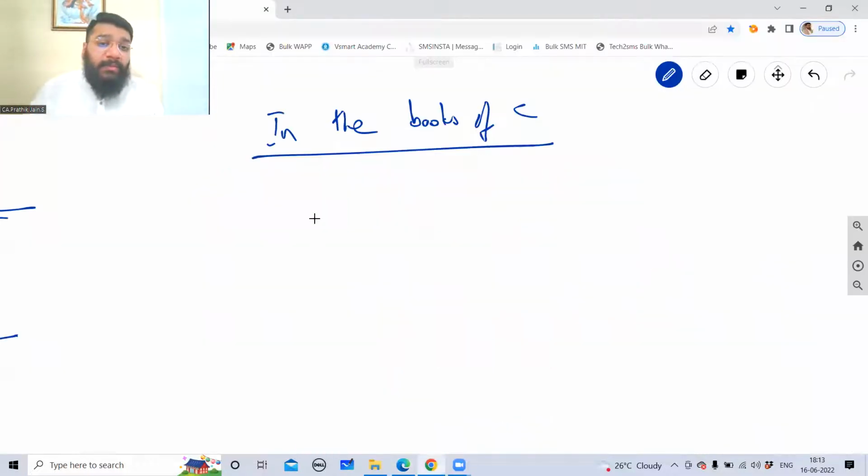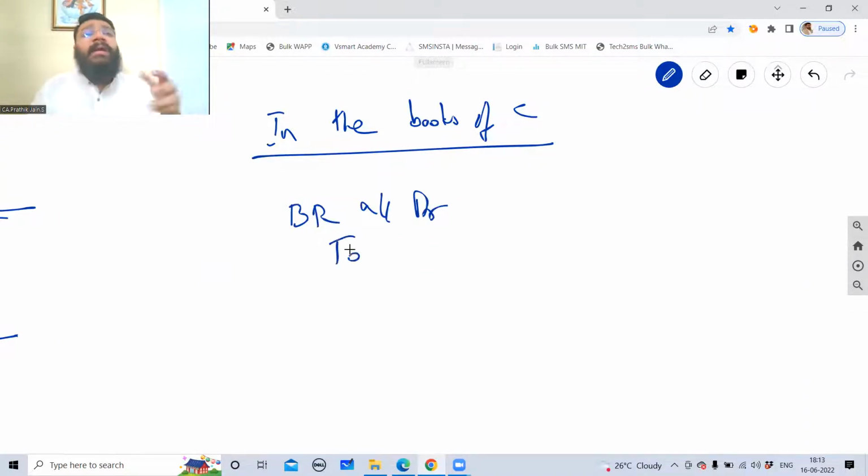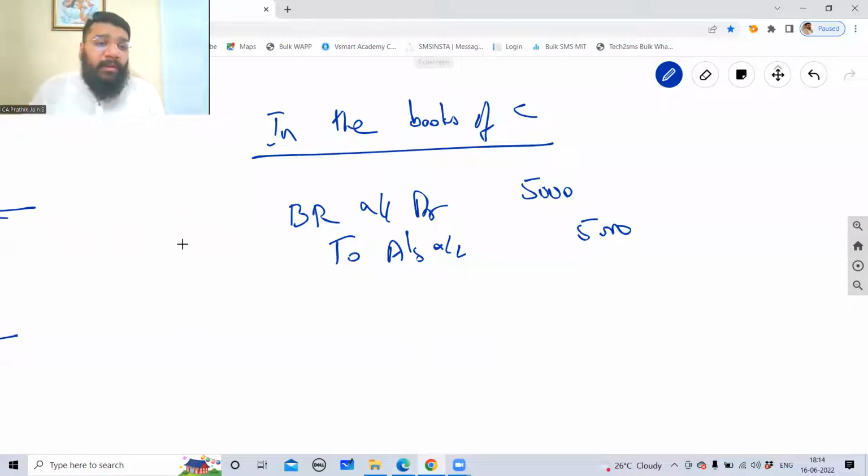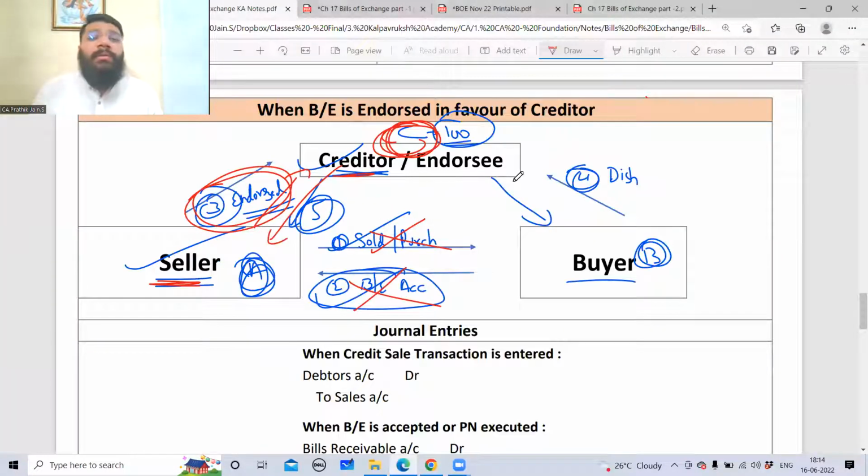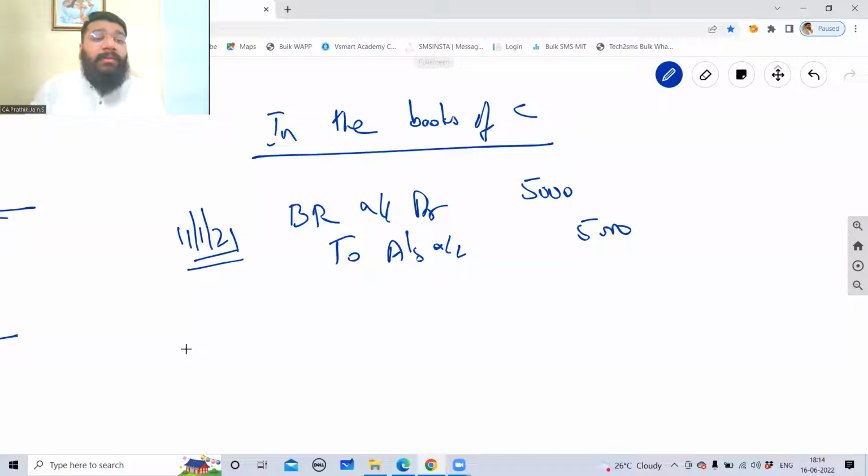So debit what comes in? Bills receivable account debit. And when money is coming, we'll close the debt. So to A's account. How much? 5,000. On which date? 11 January 2021. Then on the due date, the creditor goes to the buyer. Buyer says, get lost. So now he is crying and coming back to whom? A. So now on the date of maturity, which is 4 April 21, this bills receivable has lost its validity.